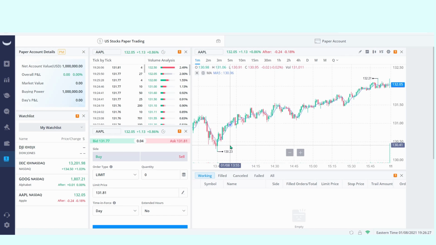So paper trading, I highly recommend that you do paper trading where you're buying and selling without really using money. Paper trading is fantastic, and that's a way that you can start trying out some of your ideas for trading without actually using real money.